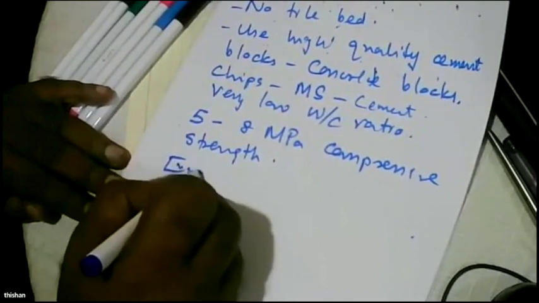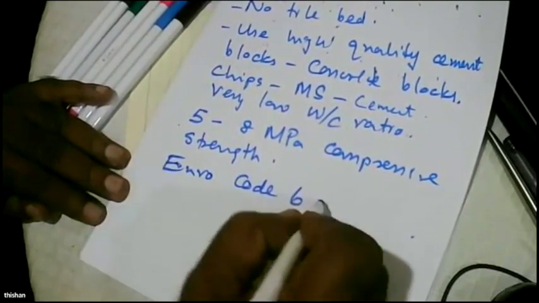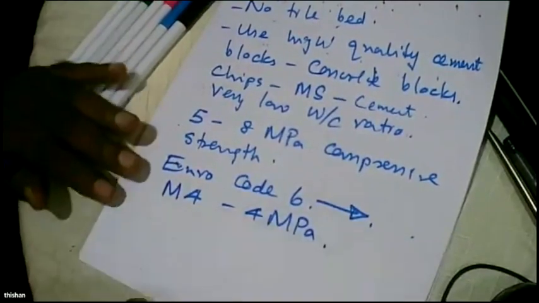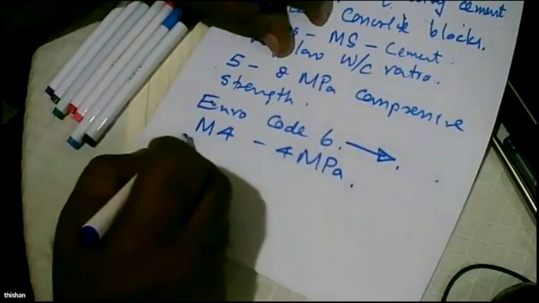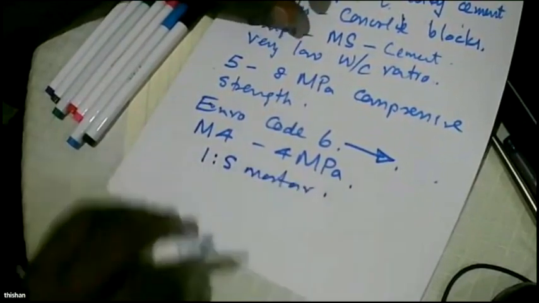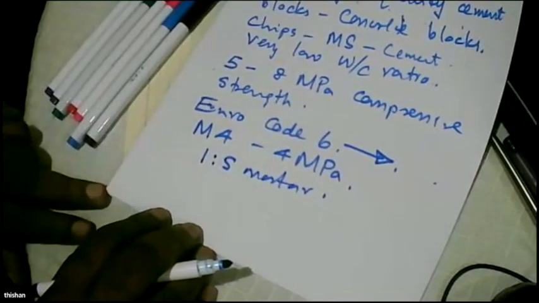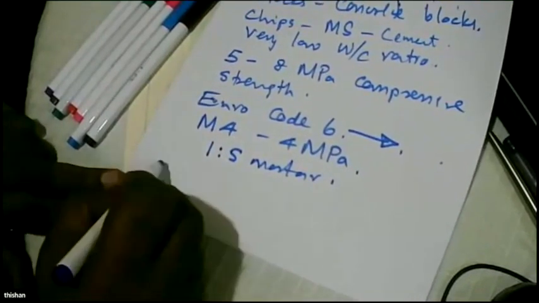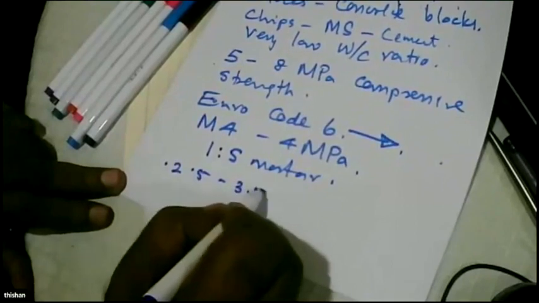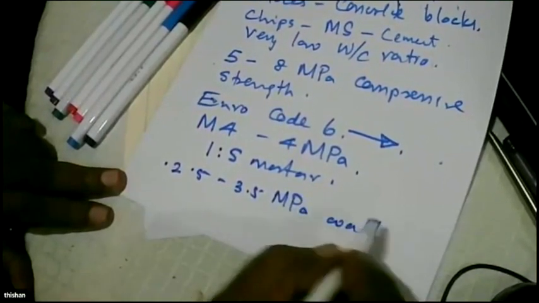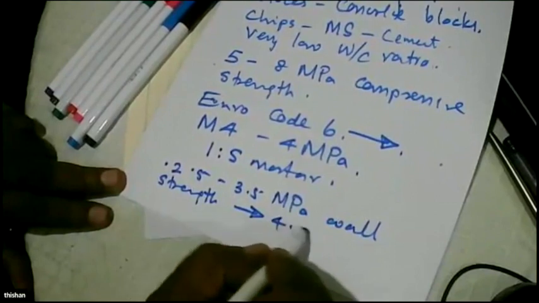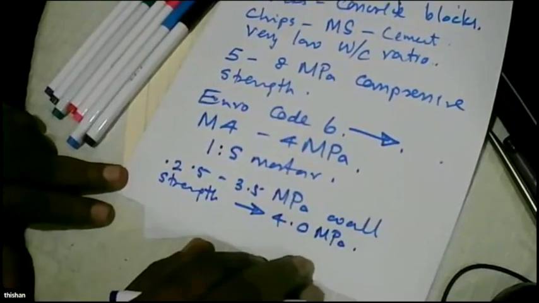And the Eurocode 6 tells us, with M4 mortar of 4 megapascal, which is a 1:5 mortar, when you know the block strength of 5 to 8 megapascal compressive strength, what happens? We get 2.5 to 3.5 megapascal wall strength. Or you can even go for something like 4, depending on the strength of the blocks.